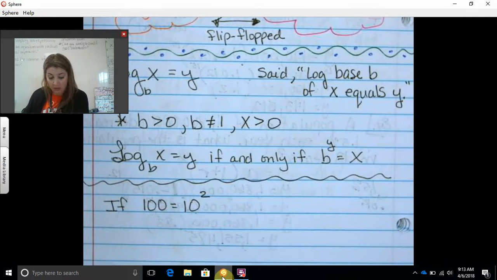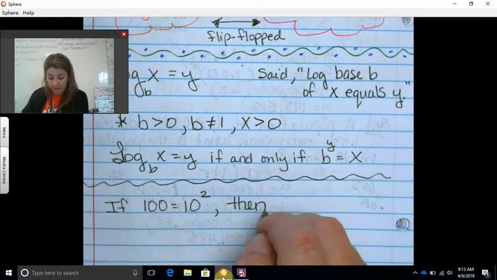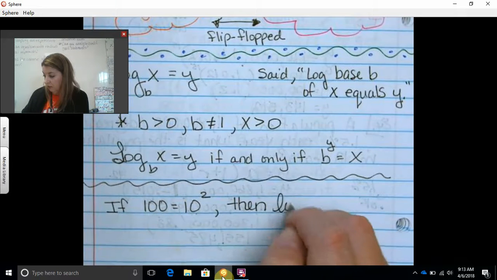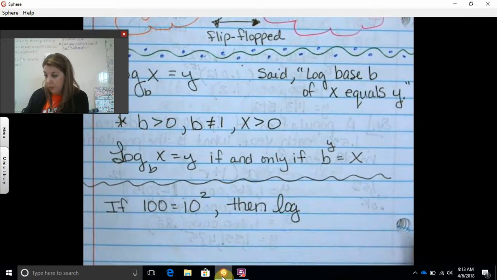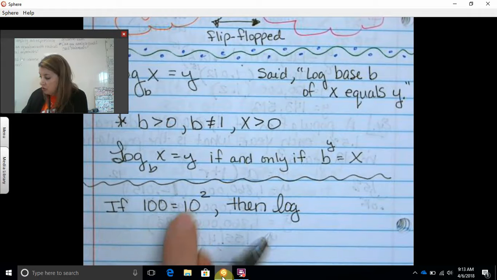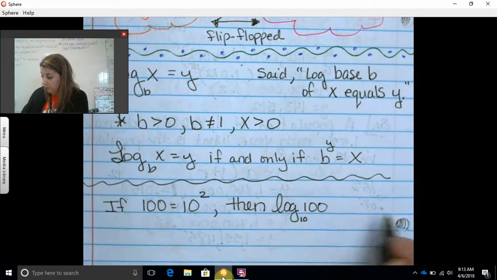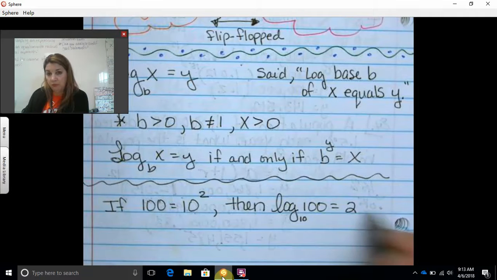If we wrote that in logarithmic form, so we would say then log base 10. 10 is my base in exponential form. It's also the base when you write it as a logarithm, okay? So log base 10, the base goes down by the bottom of the G, of 100 equals 2.